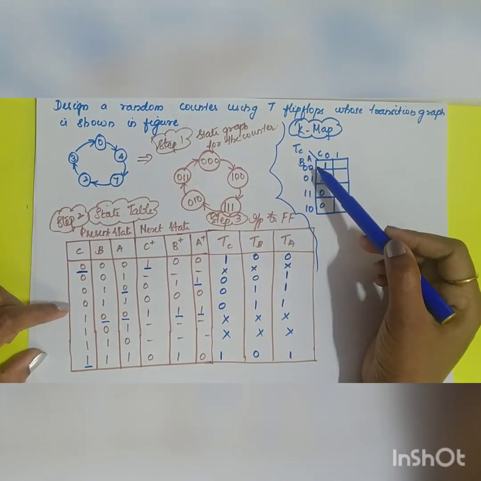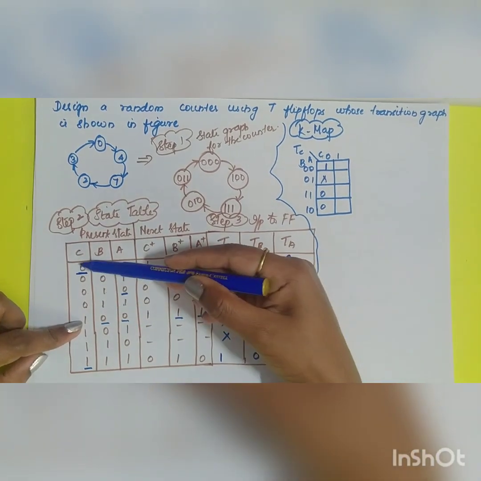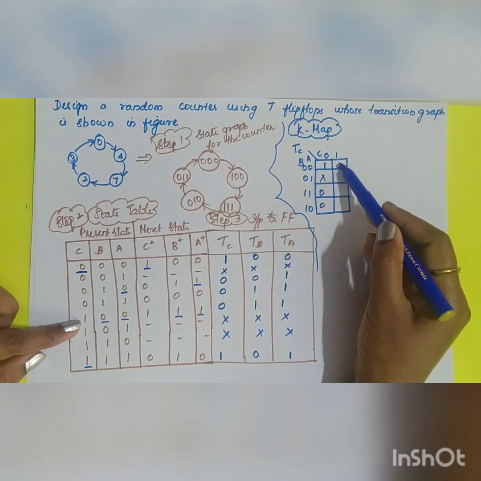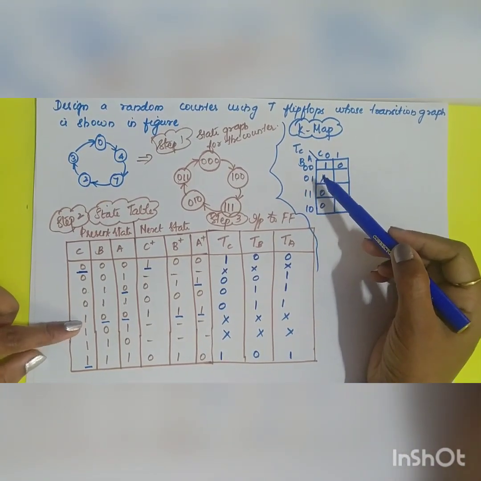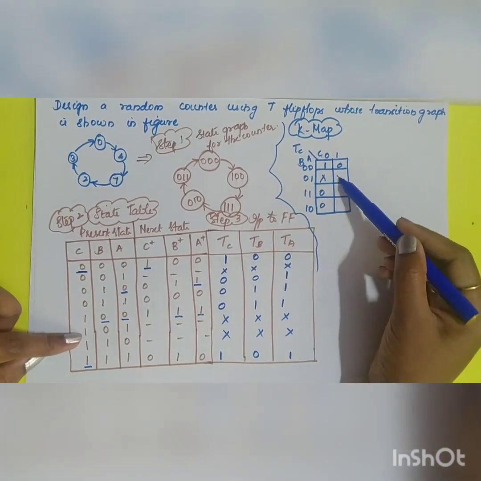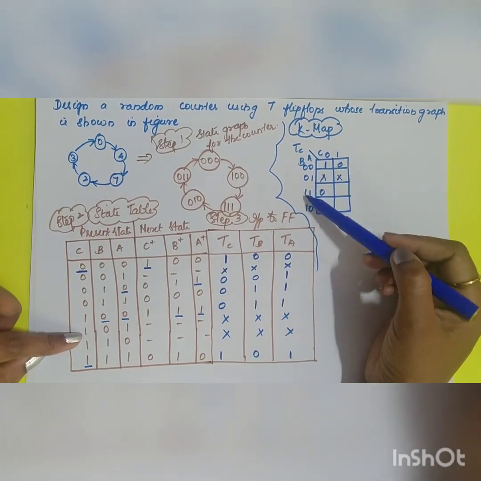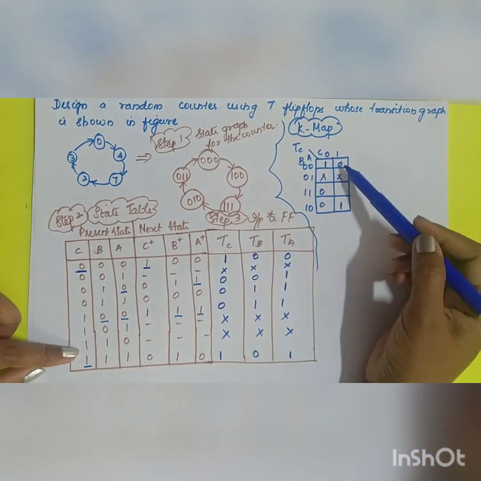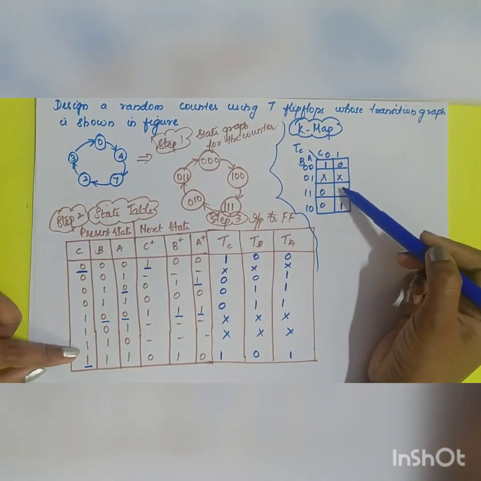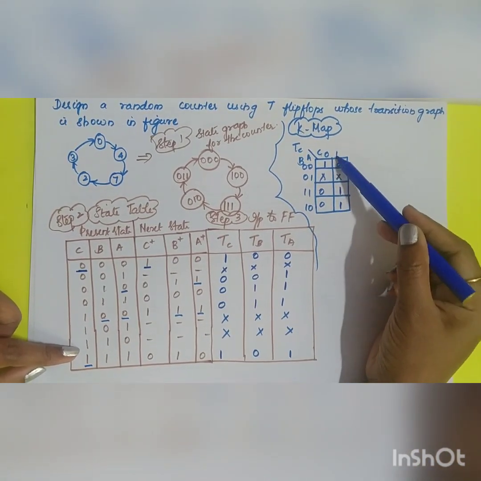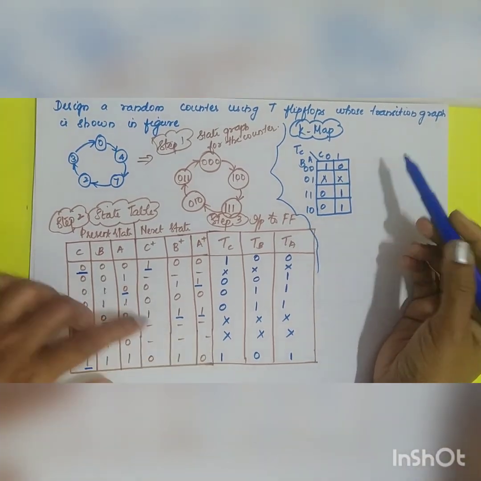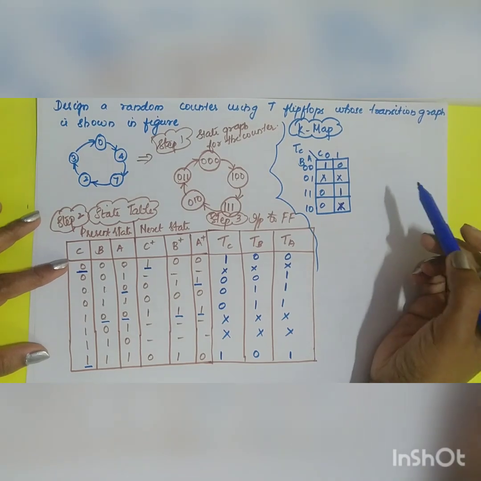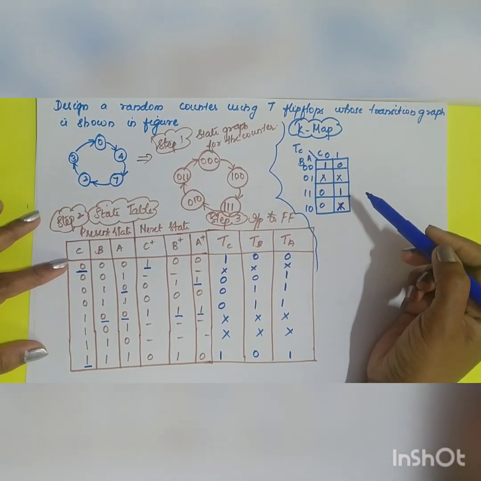Then 1, 0, 0. The value is equal to 0. Okay. Then 1, 0, 1. The value is equal to don't care condition. Then 1, 1, 1. What is the value? TC is equal to 1. 1, 1, 0. The value is equal to don't care. So this is your K-map, the values which you have got.